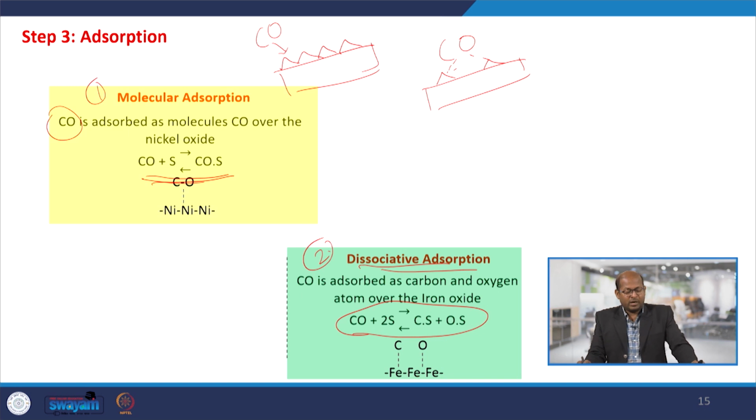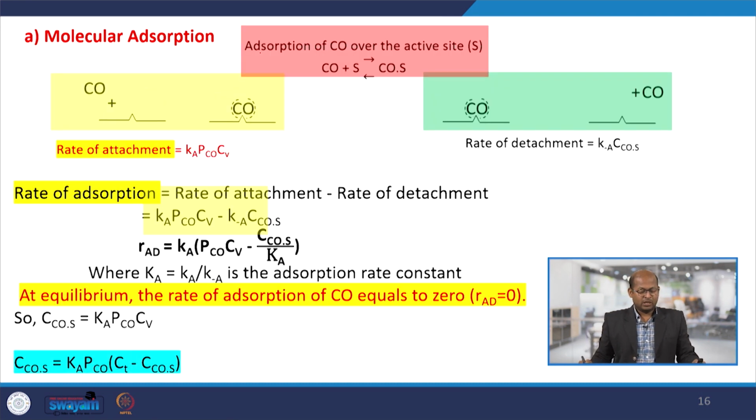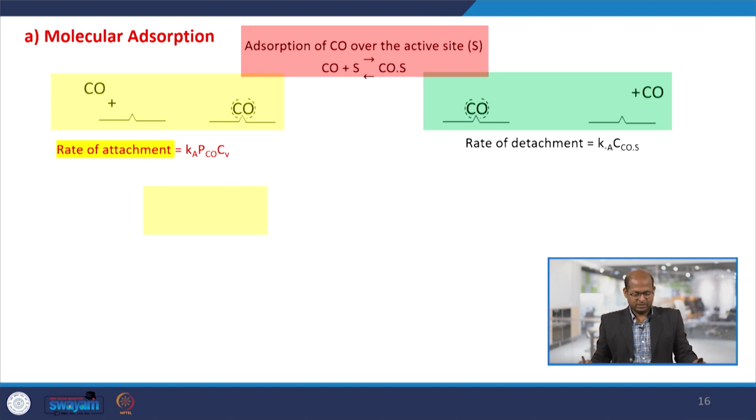So, either this way or this way: by considering non-dissociative adsorption, or maybe dissociative adsorption, where CO dissociates into 2 components, C and O, and they occupy 2 different sites of that catalyst. This way it may get adsorbed. So, this is dissociative, and this is non-dissociative adsorption. So, that part we have discussed.